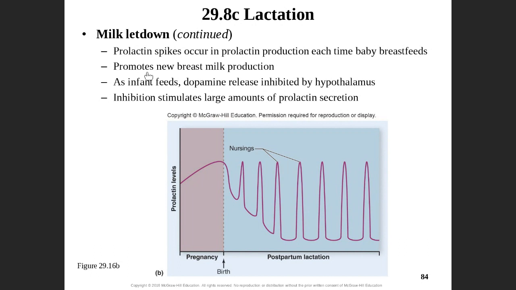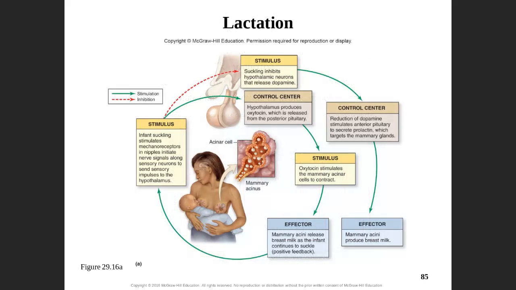But remember what I talked about with dopamine. As prolactin levels increase, dopamine levels will decrease, because the hypothalamus will inhibit dopamine levels. But once the prolactin levels start to drop off, our dopamine levels will increase. So keep that in mind. They're both antagonistic of one another here.